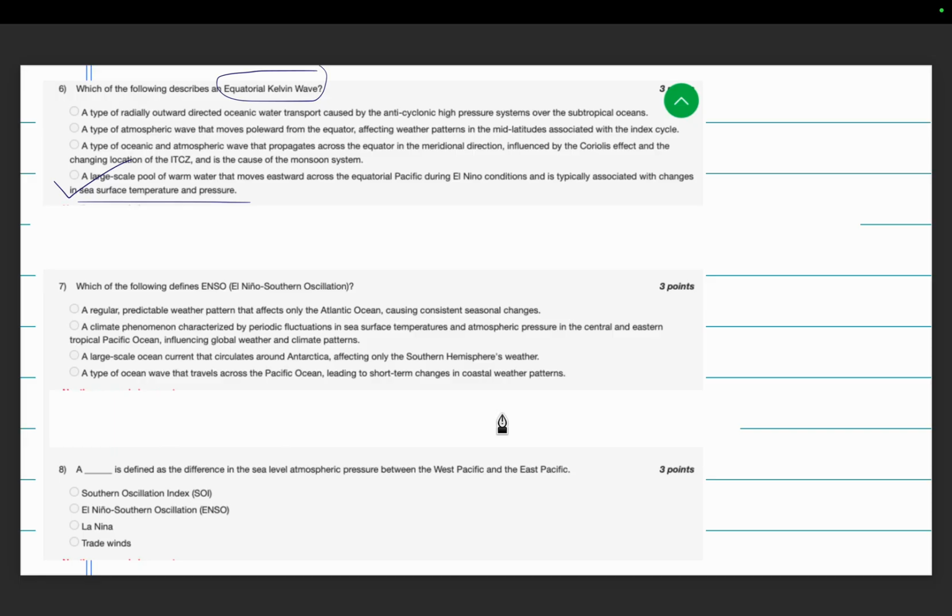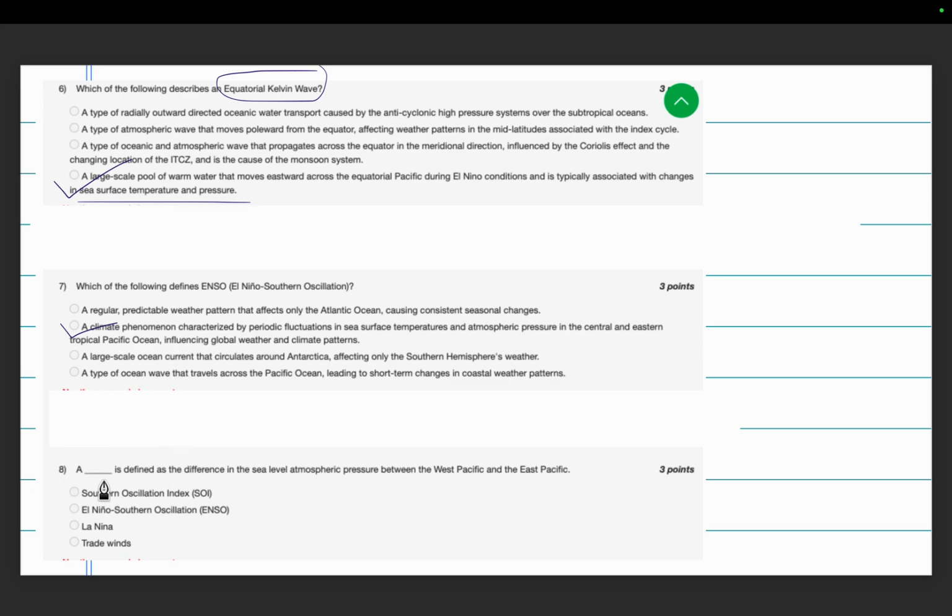Option B. Yes, question 7 option B is correct. It is a climate phenomena which is characterized by the periodic fluctuation that happens in the oceanic surface temperature and the atmospheric pressure in the central or the western Pacific. And so it is the cause for the global climate and weather pattern change. It is not for any particular zone.